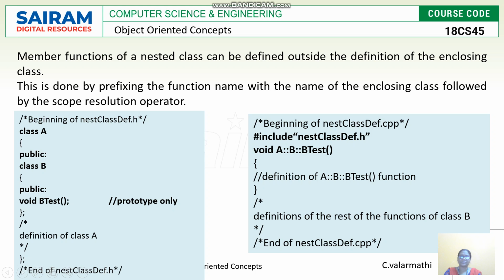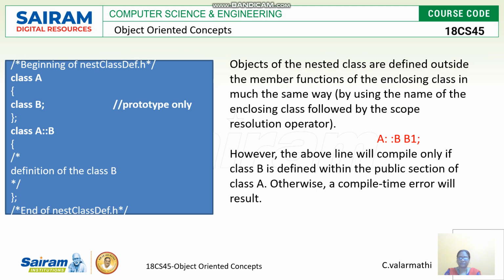So btest is a function defined in the B class, and that B class is defined in the A class. Likewise, if you have traversed the path, there will be no doubt and no trouble in using the scope resolution operator. According to the example here, A is a superclass, that is the enclosing class, and B is a nested class. In the B class, btest is a function. So likewise, it is used. The corresponding definition of the btest function is written here. Right? This is also one of the valid ways.